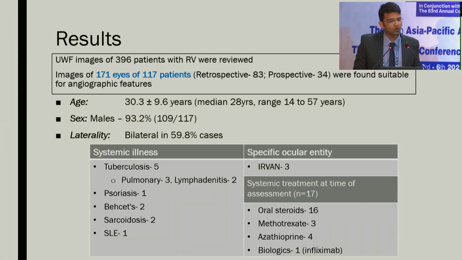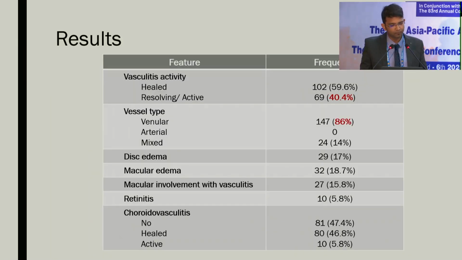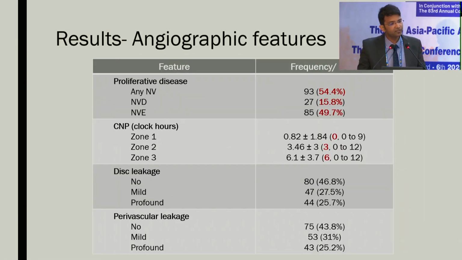Ultra-wide field images of 396 patients were reviewed. However, only 171 eyes of 117 patients were found suitable for angiographic analysis. The median age of these patients was 28 years, predominantly males and predominantly bilateral disease. Some had systemic illness at the time of assessment and were on systemic anti-inflammatory treatment as well. Active vasculitis was present in 40% of the patients, predominantly venular. Proliferative disease was present in 54.4% of the eyes.